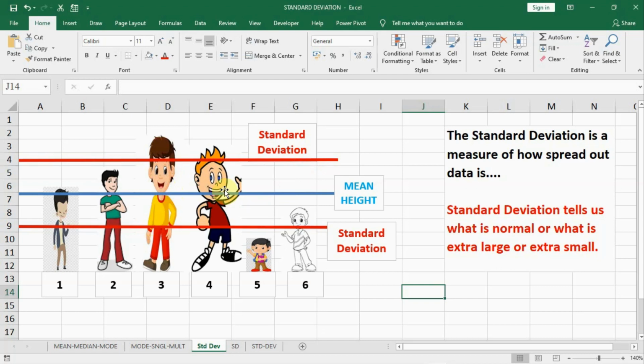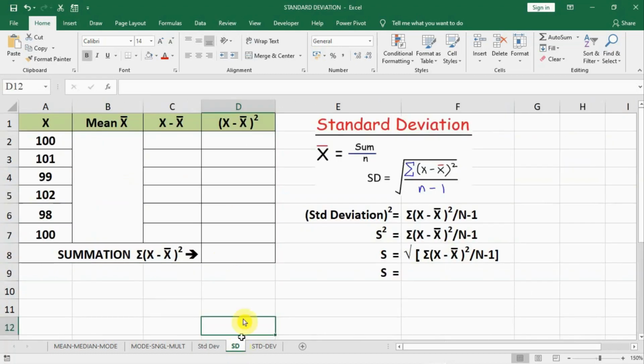Standard deviation actually shows us how the data is spread out from the mean. It is a very standard way for us to tell what is normal, what is extra large, or what is extra small. For example, the blue line is the mean height, and boy number 1 is between the two red lines. That means it is normal height. Whatever is above the red line, boy number 3 and boy number 4, is extra large from the standard deviation. And boy number 5, who is too short, below the red line, is too small from the standard deviation. So this is what a standard deviation usually tells us about, and now how we have to calculate it.